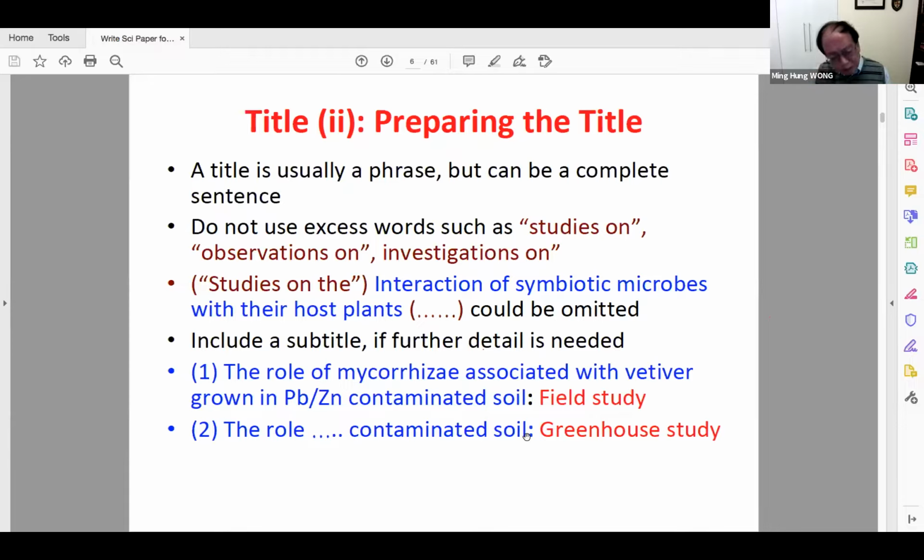Now, sometimes you may have a big project, and then you publish more than one paper under this project. You may use a subtitle. So this is an example here. Role of mycorrhizae associated with vetiver grown in lead zinc contaminated soil. The first one could be field study. Second one would be greenhouse study. Third one would be physiological study, and so on.